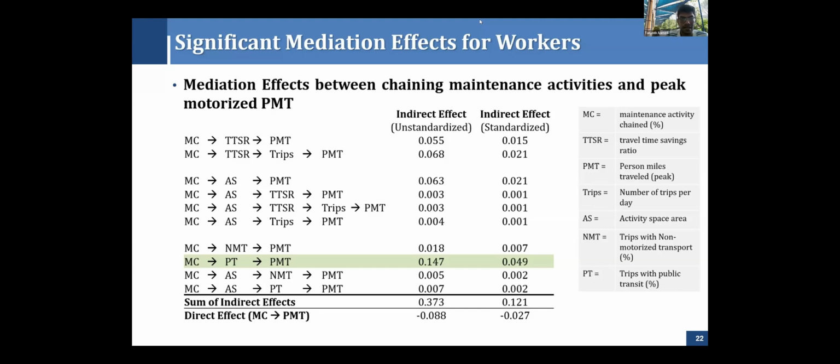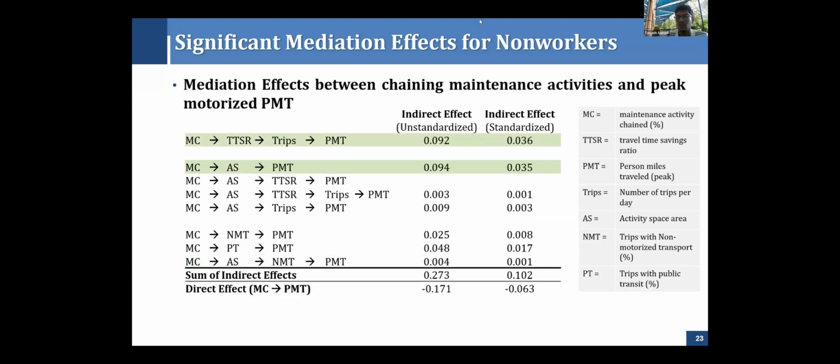The combined total positive indirect effect of chaining maintenance activities on peak PMT actually flips the sign of the negative direct effect and makes the total effect positive. So for non-workers, we did the same calculation and find that the travel time savings ratio, the number of trips, and the size of activity space area largely contribute to the positive effect of chaining maintenance activities on the peak PMT.